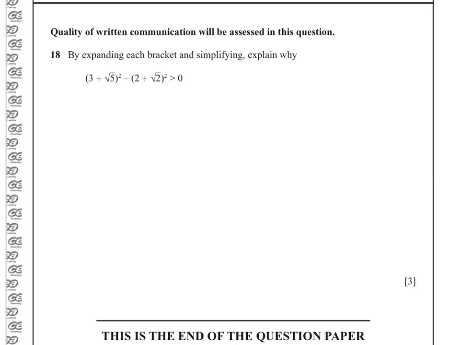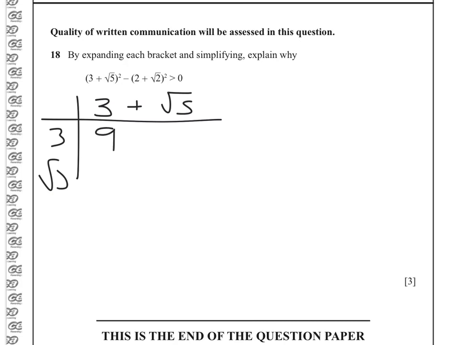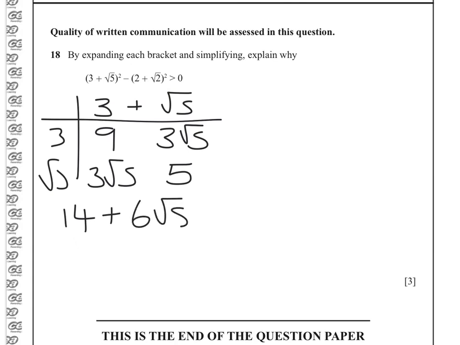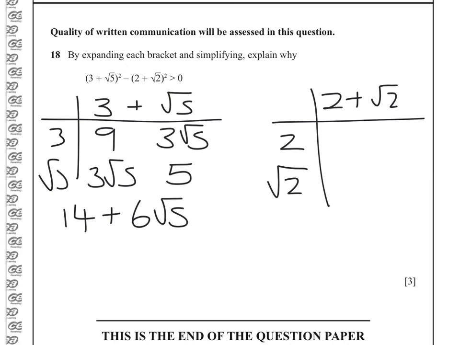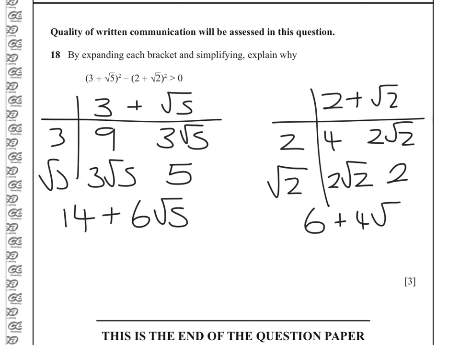So it says by expanding each bracket, I'm going to use the grid method, so 3 plus root 5 multiplied by 3 plus root 5. 3 times 3 is 9, 3 root 5, 3 root 5, and root 5 times root 5 is 5. 9 plus 5 is 14, and 3 root 5 plus 3 root 5 is 6 root 5. If I then do 2 plus root 2, multiplied by 2 plus root 2, 2 2's are 4, 2 root 2, 2 root 2, and root 2 times root 2 is 2, which gives me 6 plus 4 root 2.